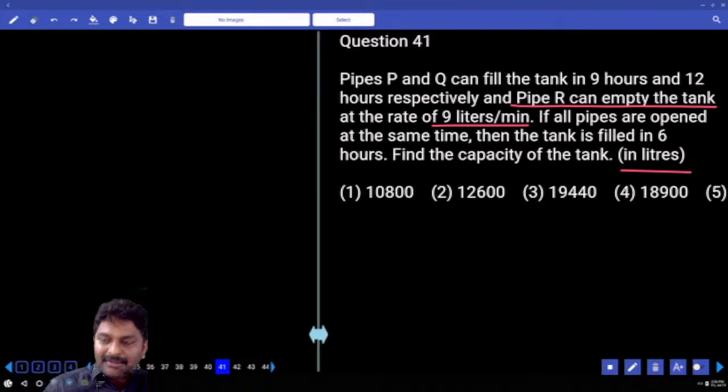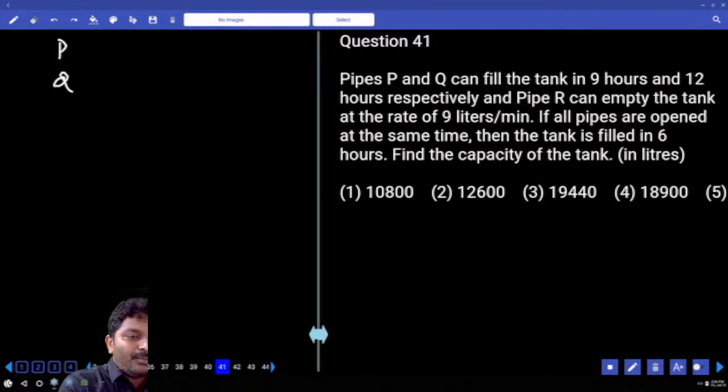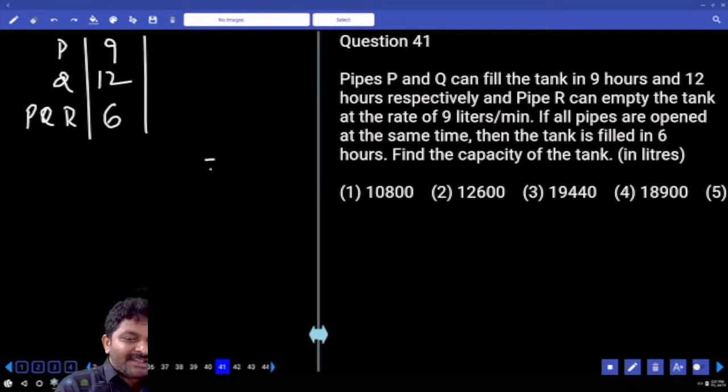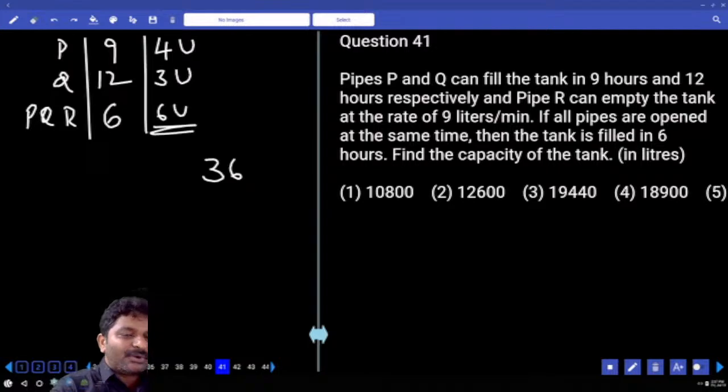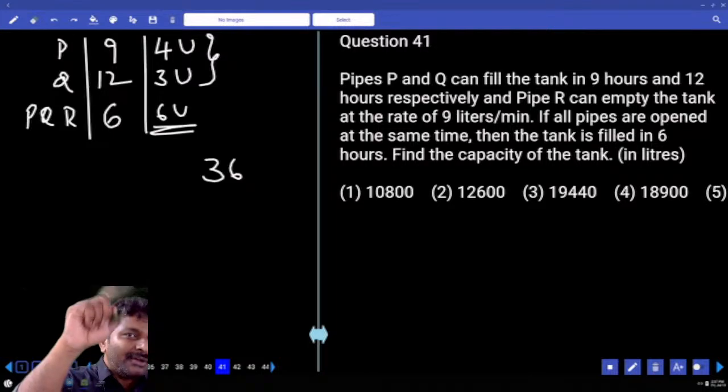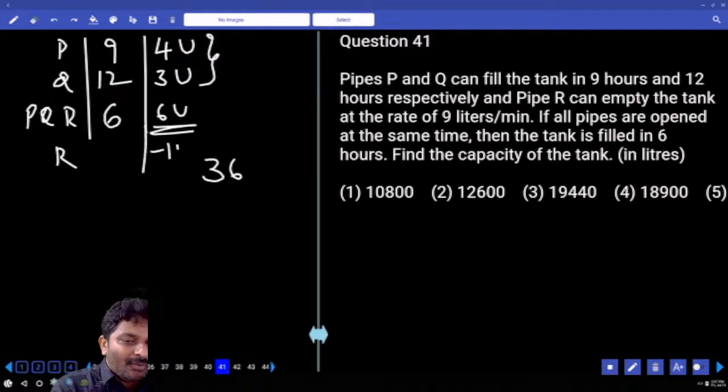Yes? So now P, Q, R. P can fill the tank in 9, Q in 12, all together in 6. LCM is 36, so the units are 4, 3, and 6 units. 6 units is the work done by P, Q, R together, where P and Q alone do 7 units. When R is joined, 1 unit is getting reduced. That means R is going to empty 1 unit per hour, correct? Then the time to empty the tank is 36 by 1 only.